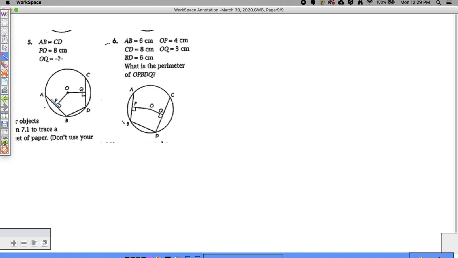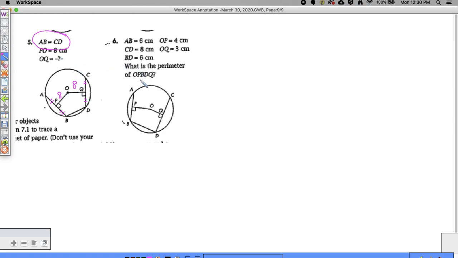In other words, I know that AP is going to be equal to PB, and I also know that QD is going to be equal to QC. It's telling you that they're equal, so that's that beautiful chord radius relationship. So if PO is 8, I don't know about anything else, I have to find out what OQ is. Oh, I didn't read this. You guys are probably screaming at me right now. If AB is equal to CD, that means all 4 of those segments are equal to each other. So the distance from O to P is the same as the distance from O to Q. That was really dumb.